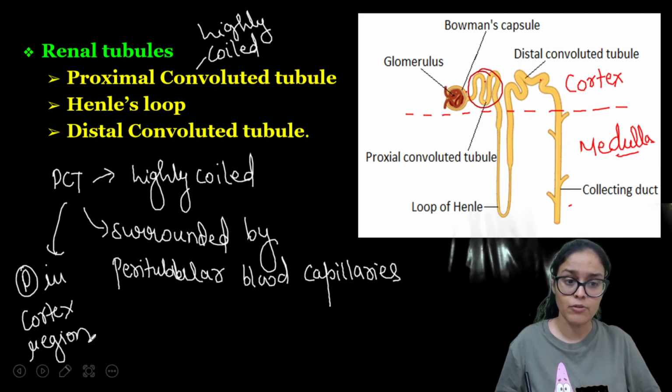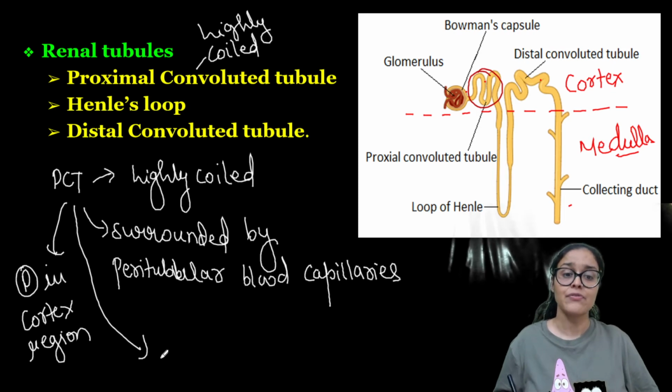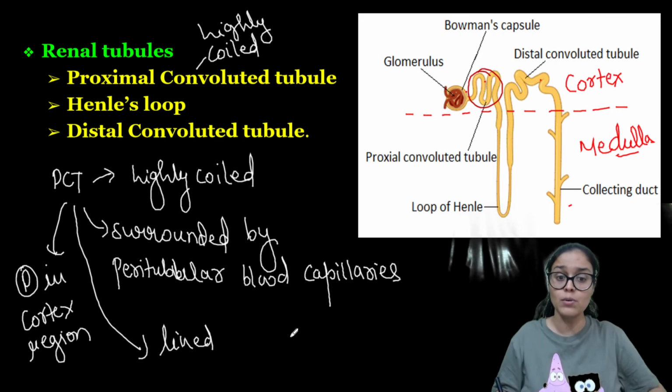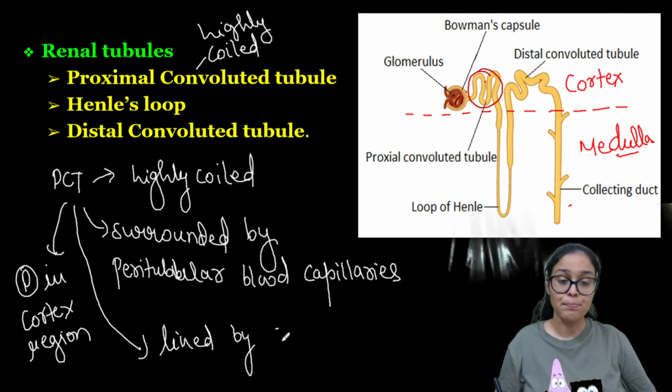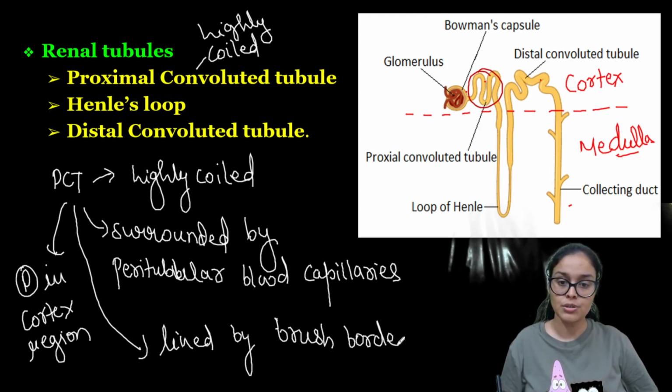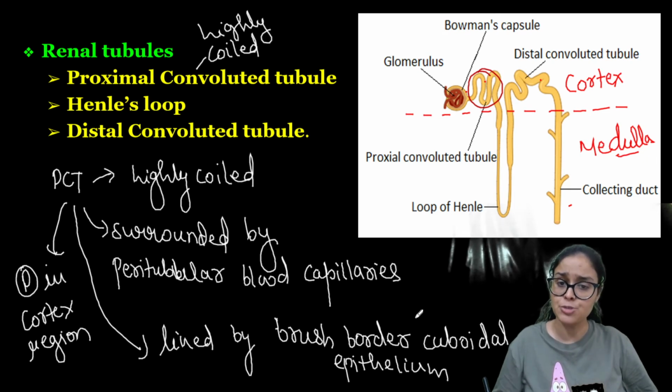And one important question they will ask about PCT is that the inner side of the tube is lined by brush border cuboidal epithelium, right? Brush border means they have microvilli. Brush border cuboidal epithelium. Have you got it? And what does brush border mean? They have finger-like projections. So this is the cell having finger-like projections.